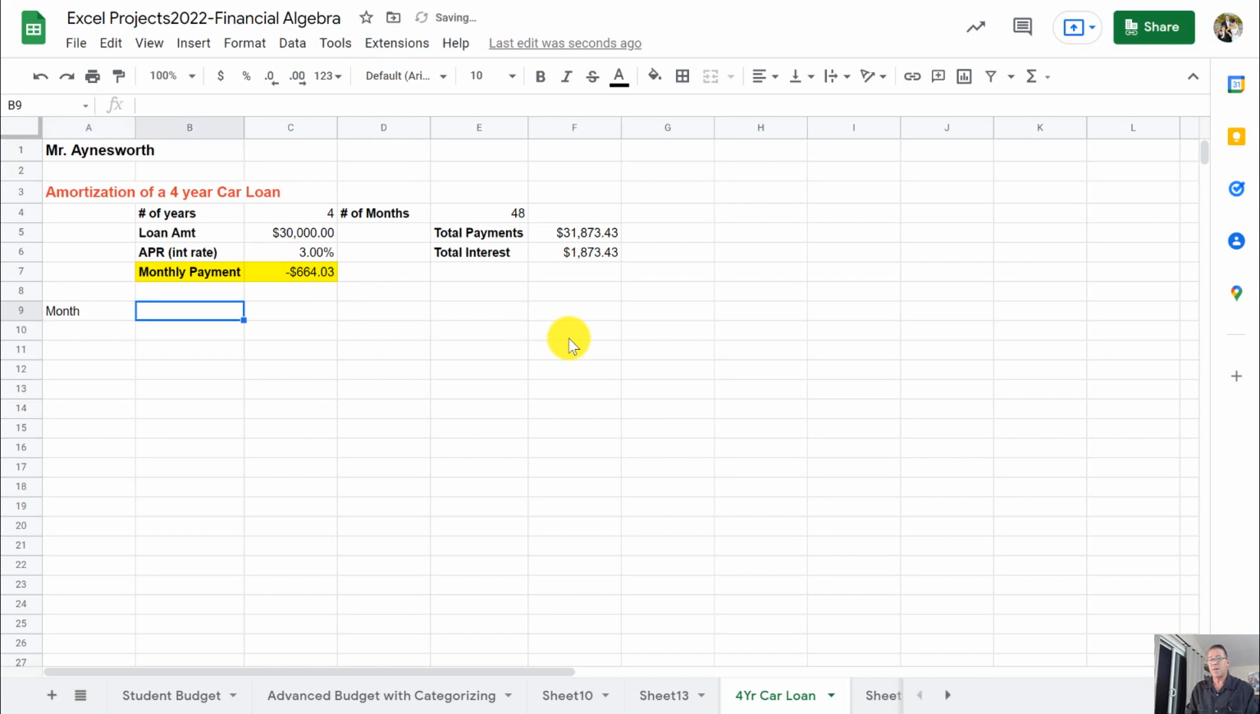All right, and then type in the beginning balance. Okay, you have to start off with something. So beginning. How do you spell that? Beginning balance. There we go.